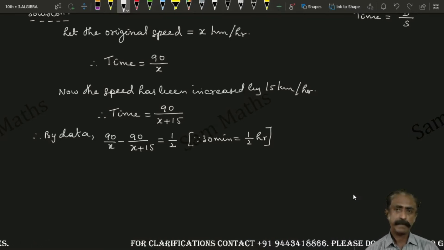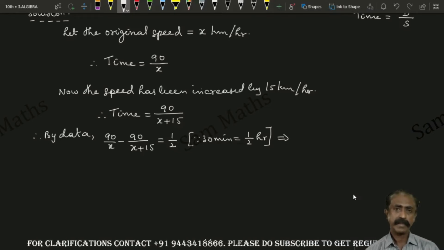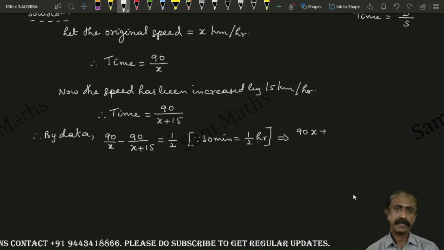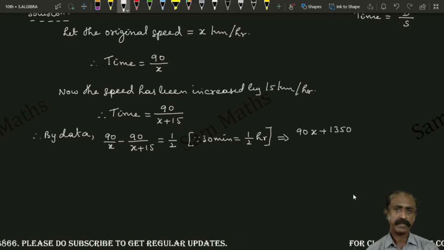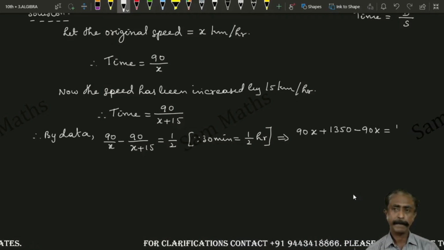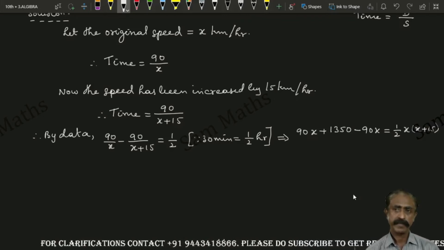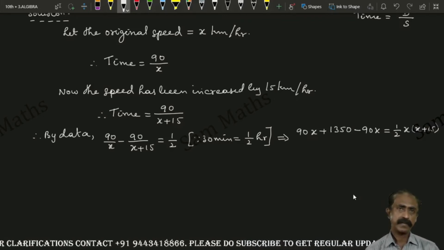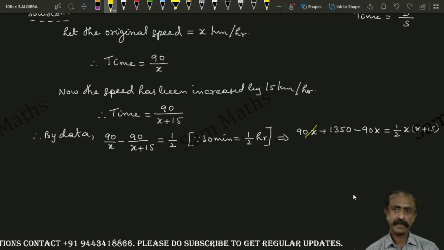This implies you take LCM: 90x plus 90 into 15. 9 15s are 135, with 10 minus 90x, which is equal to x into x plus 15 by 2. Clear, children? So now this 90x we can cancel.